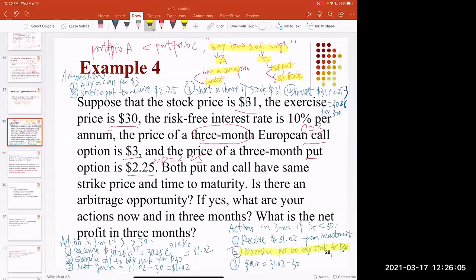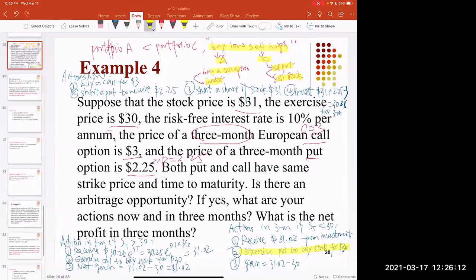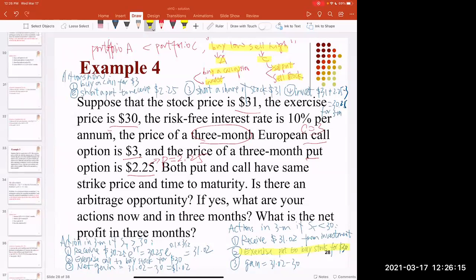That's example 4. Let me know if you have a question.